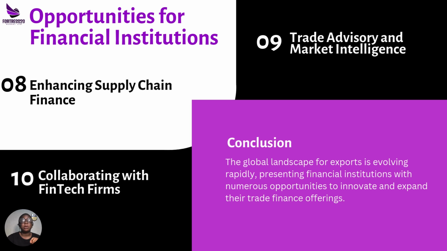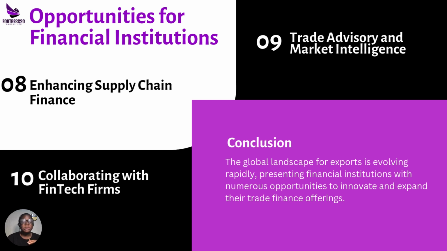Number 10, collaborating with fintech firms. Partnering with technology firms helps financial institutions to leverage innovations like AI, blockchain, machine learning to streamline trade finance processes. This collaboration allows banks to offer more secure and cost efficient export finance solutions.